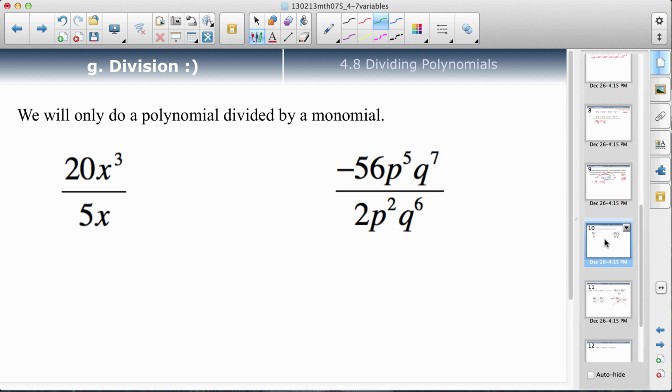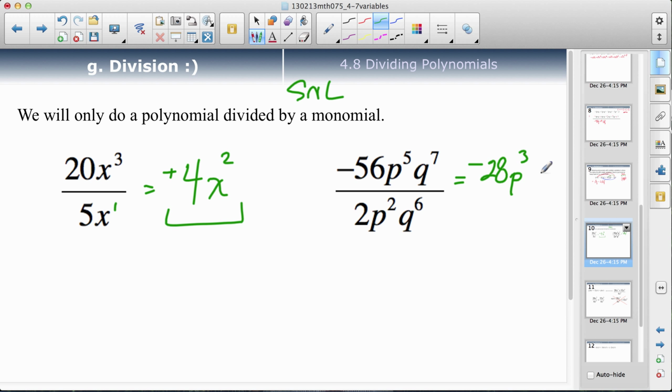We haven't done much dividing, but it would be the same kind of thing with this one. Again, you worry about sign, number, and letter. Positive divided by positive is positive. 20 divided by 5, those are my numbers, 4. Dividing common bases, subtract their exponents. So that answer there would be 4x squared. Try this one. See what you come up with. Hopefully you came up with a negative, a 28, and then p cubed and q to the 1st, or just q.